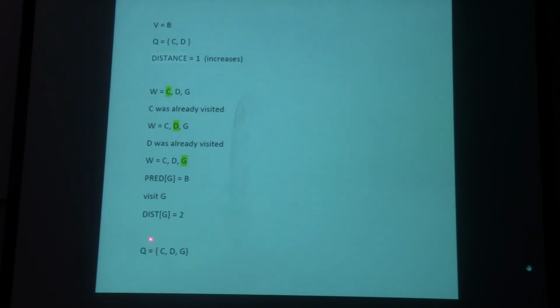And the Q now contains C, D, and G, because B has been removed, right? So which one is next coming out of the Q? It's going to be C. Notice when C comes out, it's not going to increase the distance variable, because its distance from A is still the same. So when C comes out, it's still going to be 1. When D comes out, it's still going to be 1. When G comes out, if it ever comes out, it's going to go to 2. I don't think it's going to come out.